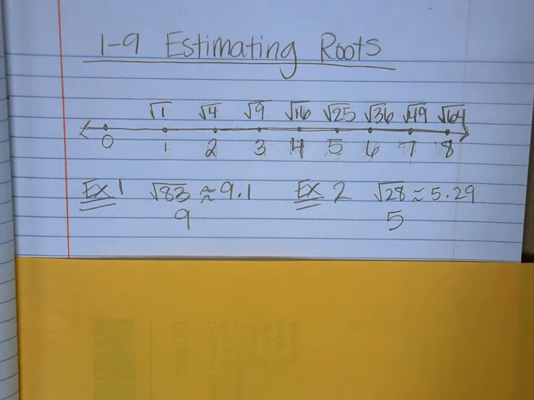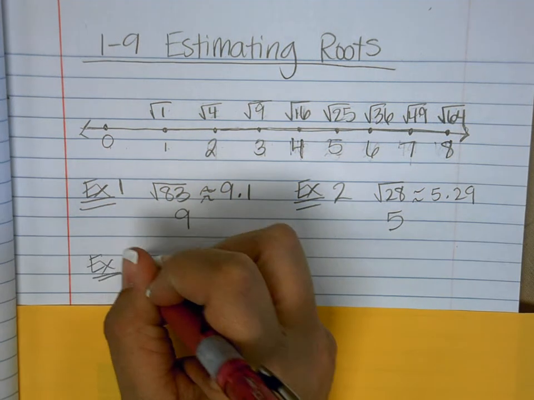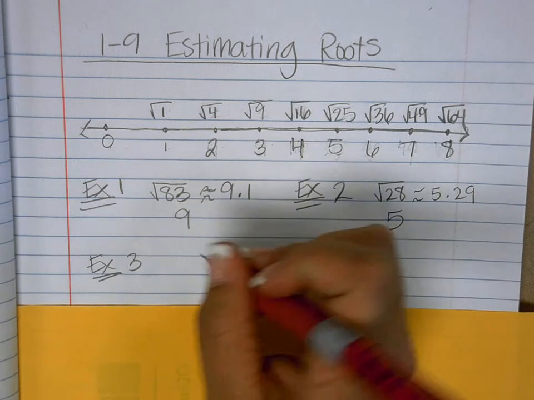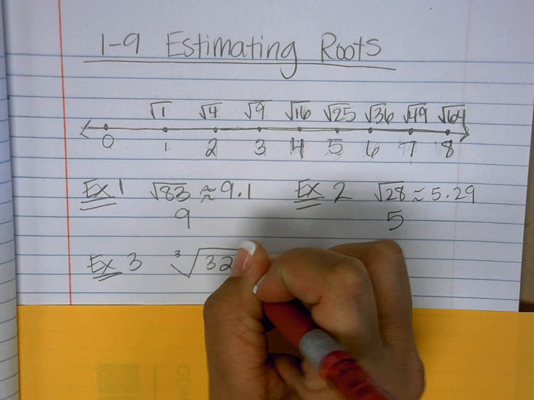So that's estimating roots. Now what if they're cube roots? It's the same thing. Okay? So I'll do one of those and then we're finished with notes. Example 3. We'll do a cube root real quick. So let's say we have the cube root of 320 and I want to know what that is closest to.